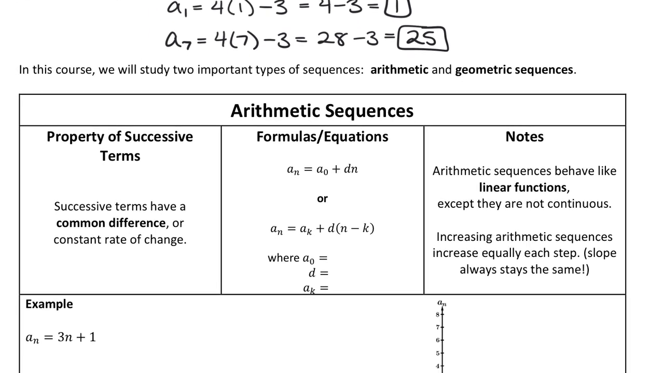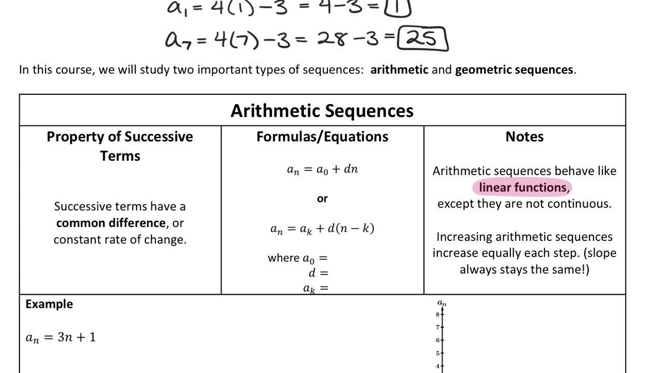So in this course, we will study two important types of sequences, our arithmetic sequences and our geometric sequences. Arithmetic sequences actually behave a lot like linear equations or linear functions. So these are going to look very familiar. They're going to look like you want to connect them with a straight line, but we do not because they are not continuous. It's only the whole numbers, so it's just dots on our screen.